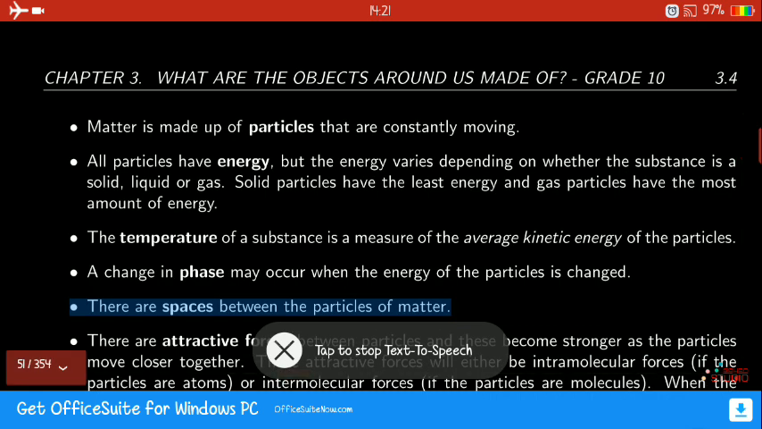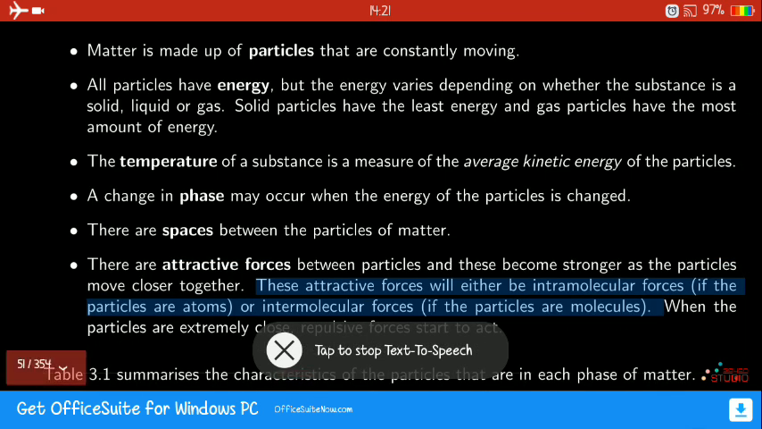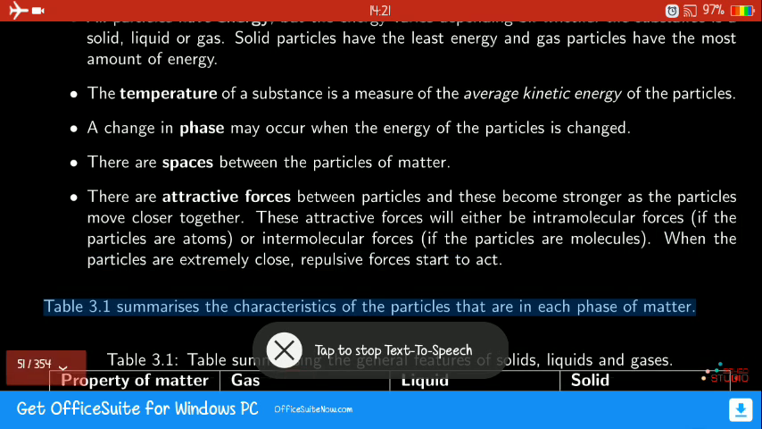There are spaces between the particles of matter. There are attractive forces between particles, and these become stronger as the particles move closer together. These attractive forces will either be intramolecular forces if the particles are atoms, or intermolecular forces if the particles are molecules. When the particles are extremely close, repulsive forces start to act. Table 3.1 summarizes the characteristics of the particles that are in each phase of matter.